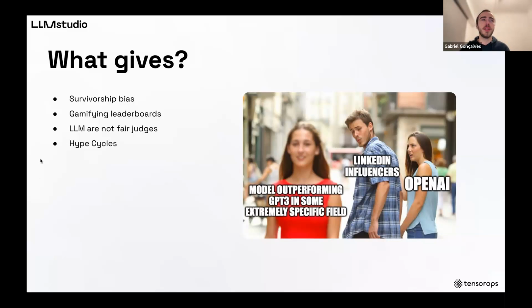Also, there's the aspect of LLMs not being good judges for other LLMs. So for example, in the Alpaca-Eval example that I showed you, GPT-4 is known to be biased towards other models that were fine-tuned on GPT-4 outputs. And this is something that I think goes against OpenAI's terms of service, but people still do it, and then they end up high up on these leaderboards. So that's an interesting one.